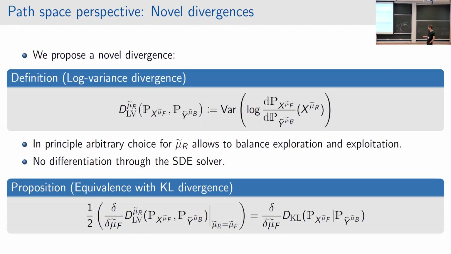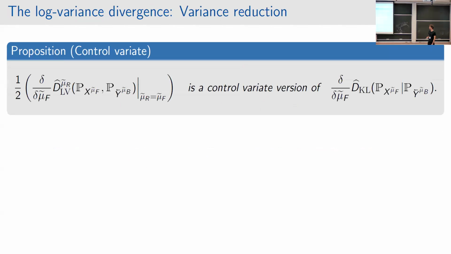And the kind of funny observation is that if I look at functional derivatives, so think of a Gateaux derivative of this log variance divergence with respect to the forward drift, evaluated at the reference drift being the forward drift, this is up to scaling exactly the derivative of the KL divergence, which surprised us a bit at the beginning. So now you might think, okay, if it's the same, why should it be any better? Well, the catch is that if you look at Monte Carlo estimators, which I denote here with this little hat, we can see that the derivative is actually a control variate version of the KL derivative.